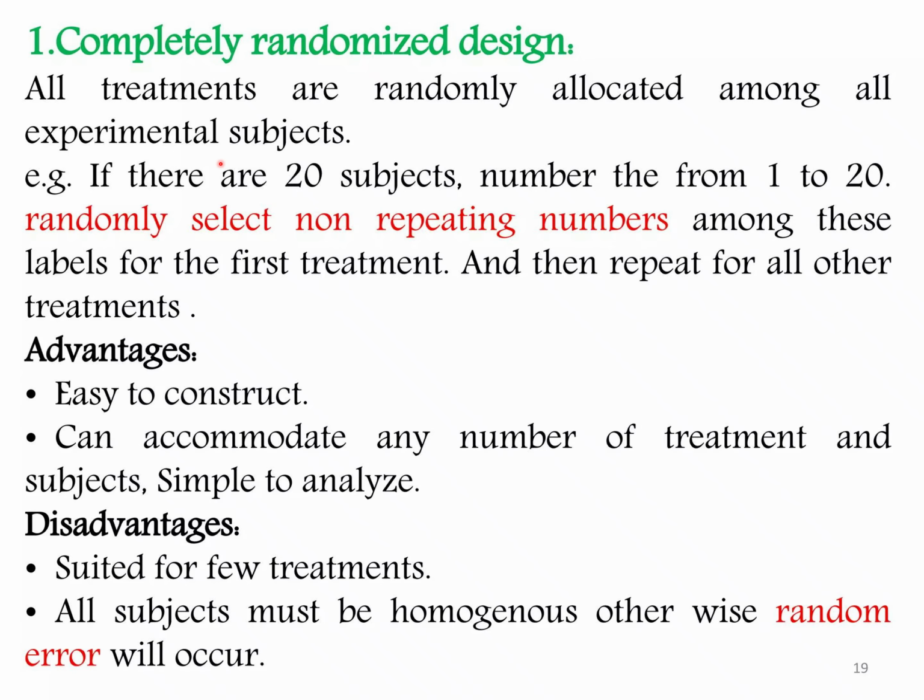We have already seen that it is easy to construct. These are the random numbers which are allocated among experimental subjects. It can accommodate any number of treatments and subjects. It's simple to analyze, but there are a number of disadvantages. Like, it's suited for few treatments. All subjects must be homogeneous, otherwise random error will occur.